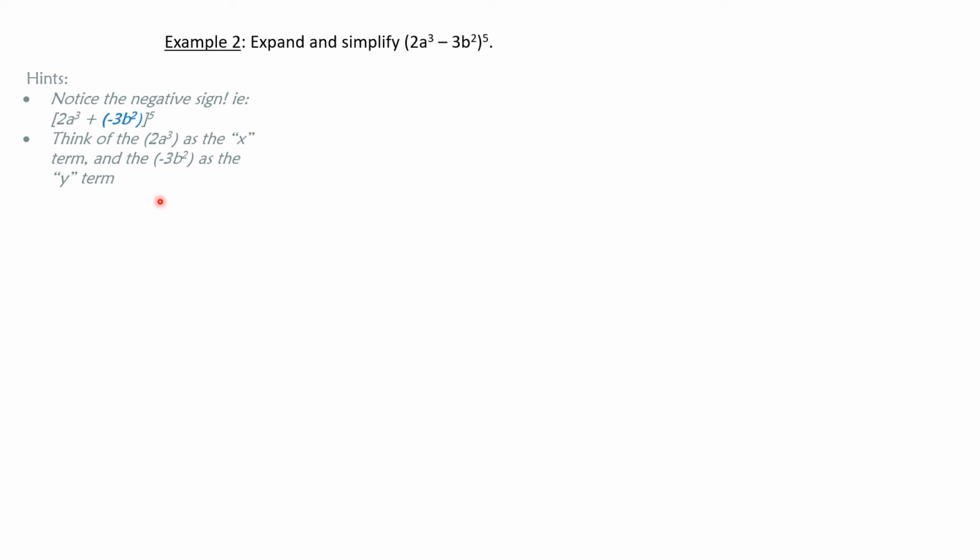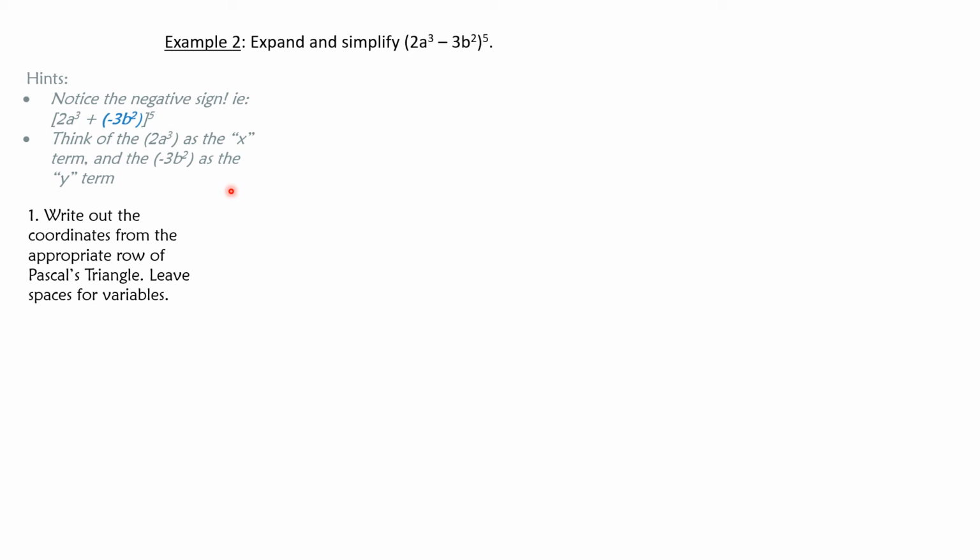So if we think of the way we did the previous questions, x was the first term. So in this case, that's the 2a cubed. y was the second term, and in this case, that's the negative 3b squared. The first thing we do is write out the coefficients from the appropriate row of Pascal's triangle.